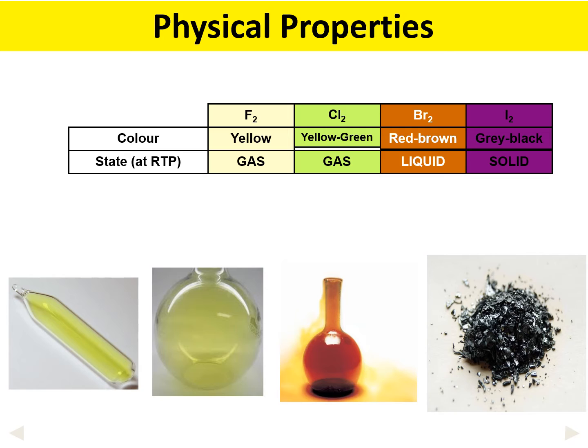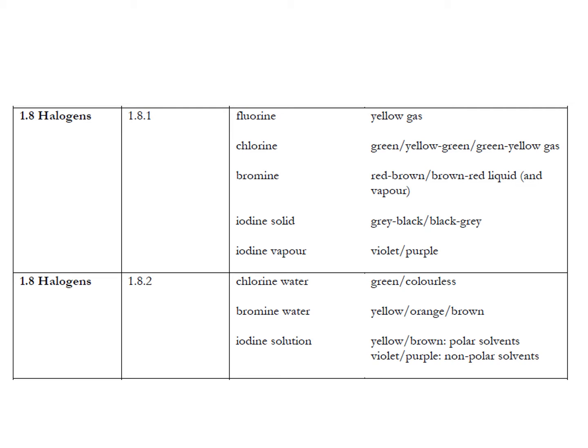As we go down group 7, we change state from gas to liquid to solid. Each of these halogens has a specific colour. This is from the specification with the accepted colours for the halogens and for the halogens dissolved in water.